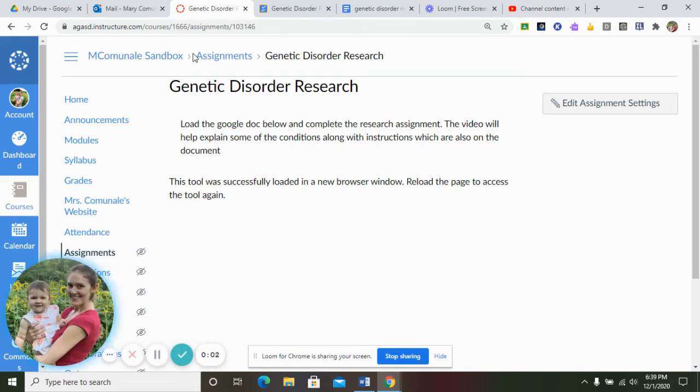Hey guys, today you're going to be starting your genetic disorder research assignment, and you'll have about 2 days in class to get this done. You're going to be looking up a total of 4 different genetic disorders or conditions, and you'll be just answering a few basic questions about them. So it will involve a little bit of research, but if you do 2 a day, you'll have no problem getting all 4 completed on time.